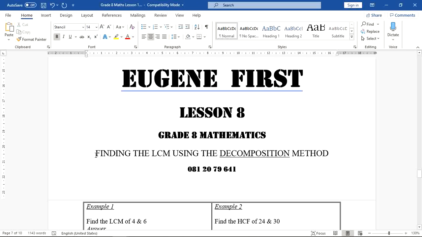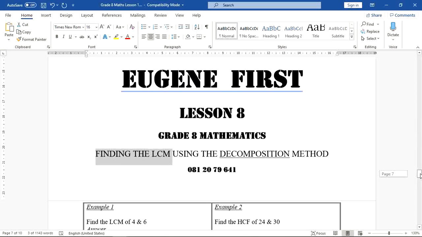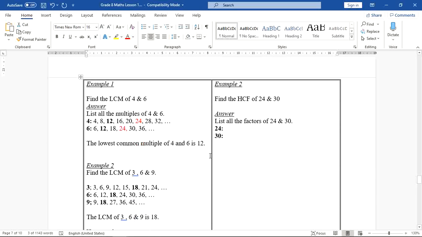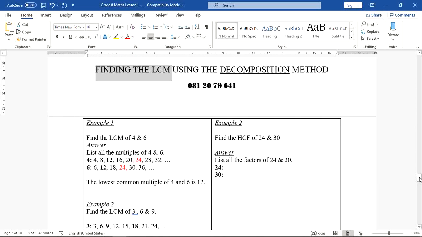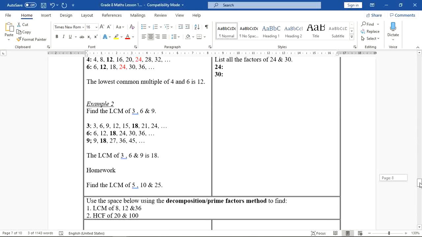In this video, I'm going to show you how to find the lowest common multiple, also known as the LCM, using the decomposition method. In our previous video, we found the LCM by listing the multiples of the numbers. In this video, we are going to use the decomposition method. I'll still use example 1 and example 2, so we should get the same answers. All right, let's get to it.